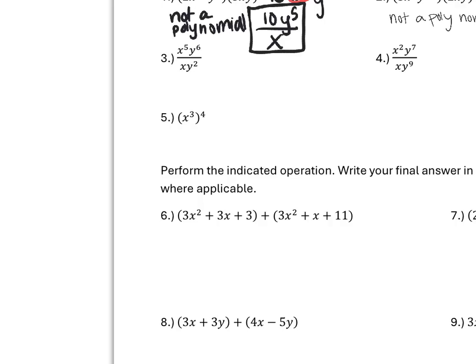Okay, number 3, let's start with our x's, which simplifies to subtracting. X to the fifth minus x to the first gives us x to the fourth. And then if we do our y's, y to the sixth minus y to the second gives us y to the fourth. Okay, now because this is one term, we will add their exponents, and this would be the 8th degree. 4 plus 4 is 8.